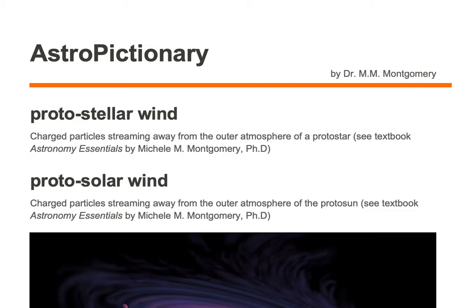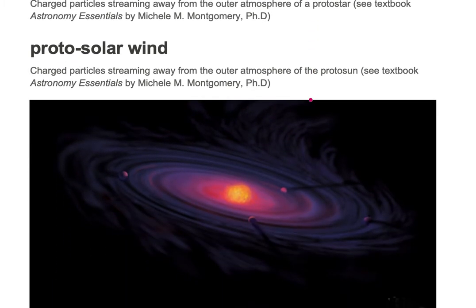A protostellar wind is charged particles streaming away from the outer atmosphere of a protostar. A protosolar wind is charged particles streaming away from the outer atmosphere of the protosun. Let's take a look at this protostellar wind and protosolar wind.